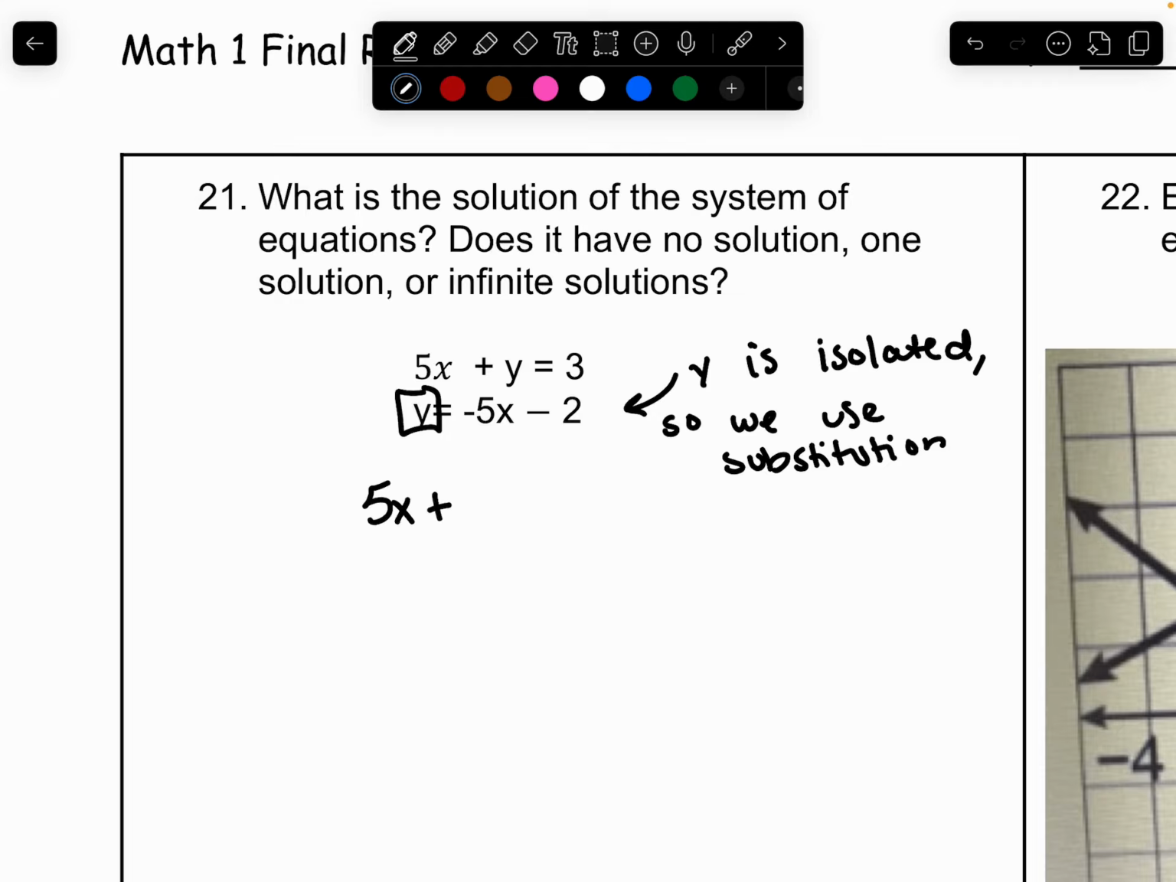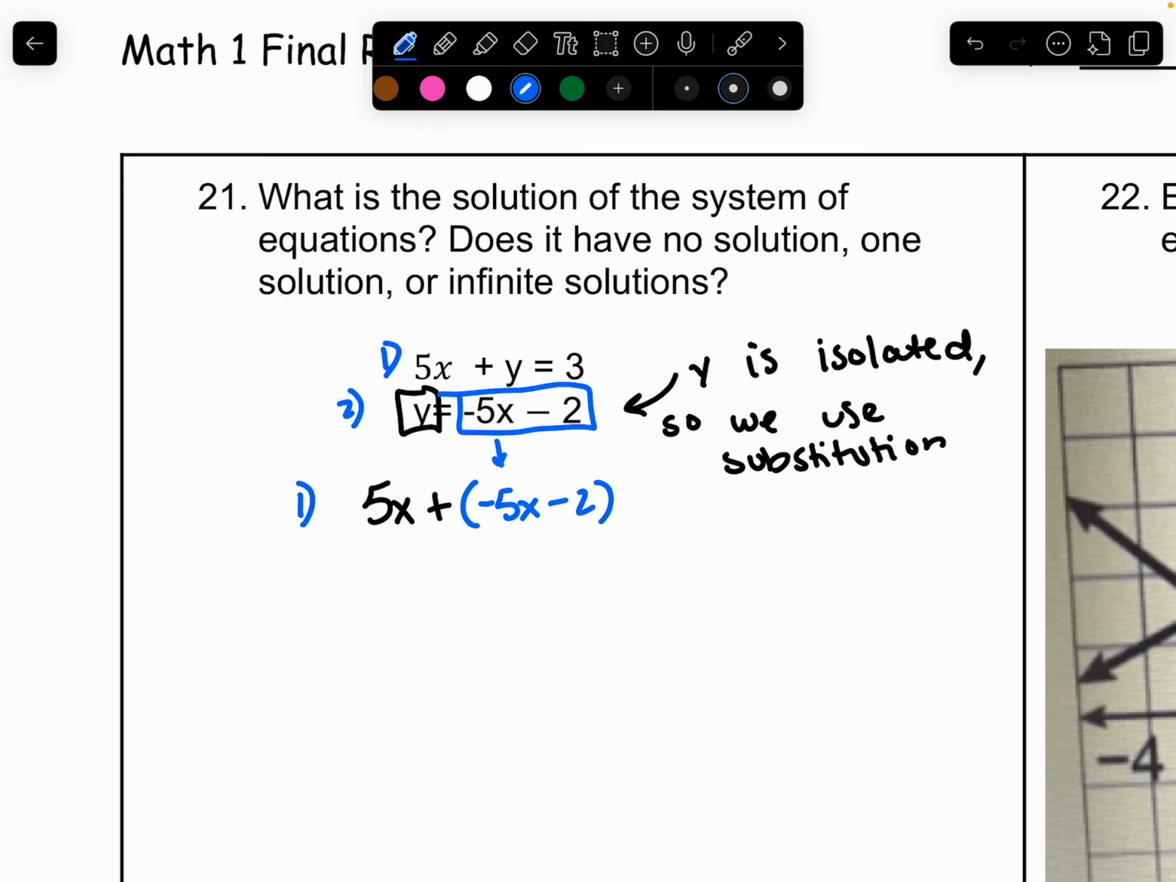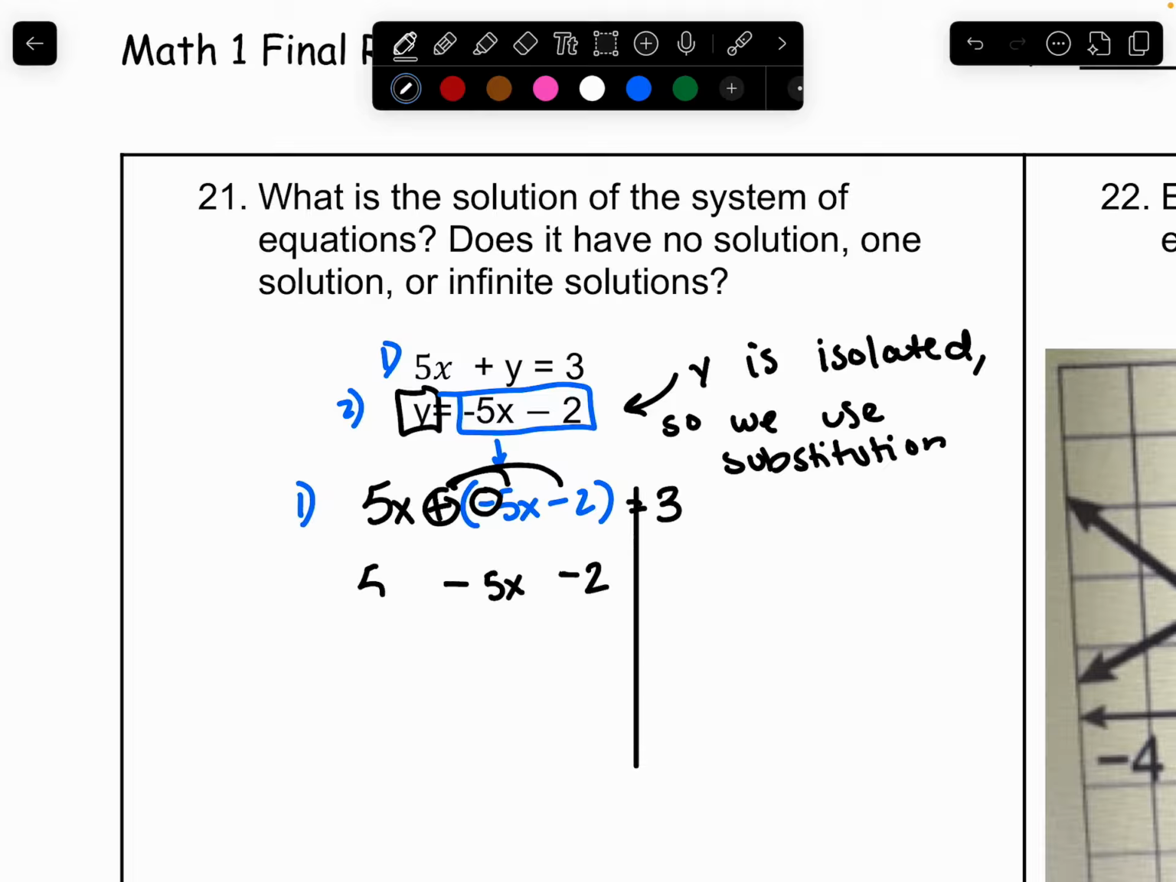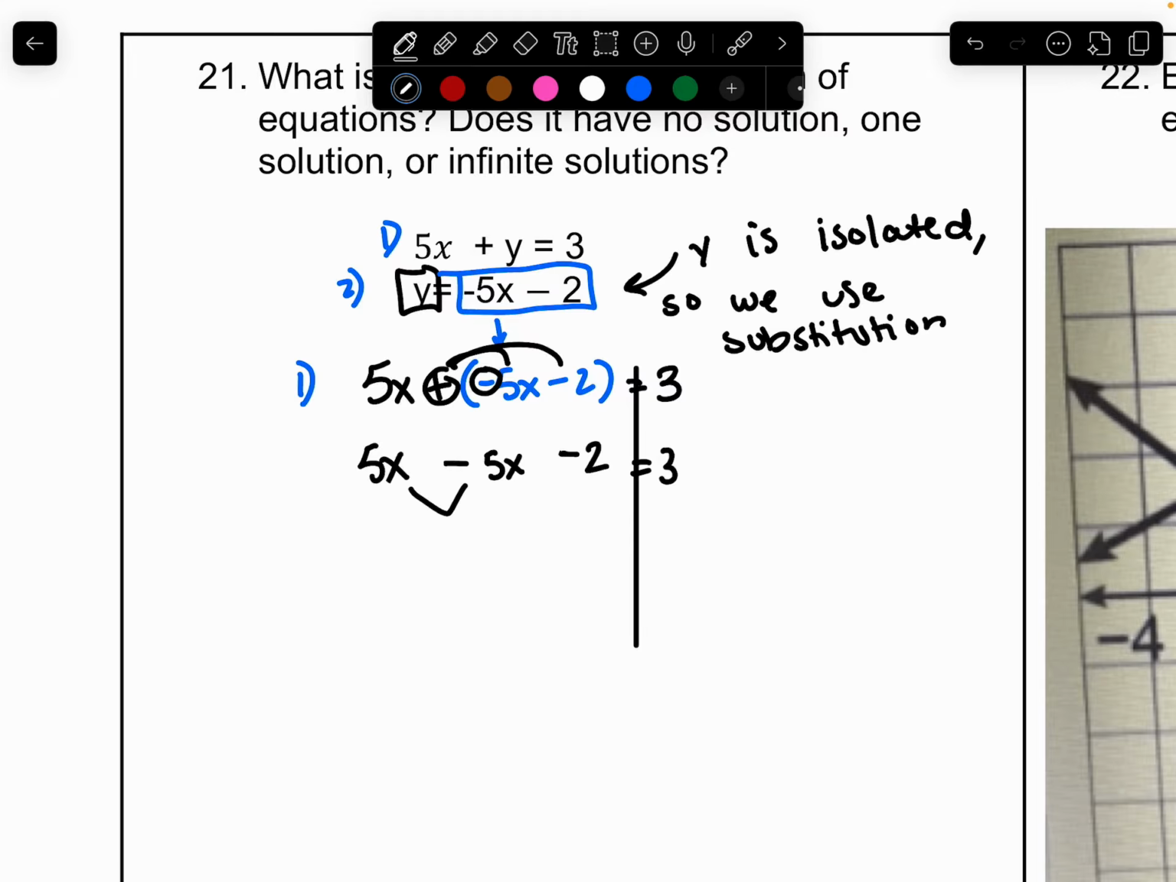So then we get 5x plus, instead of y now, I'm going to put this in here. So let me use the first equation. Negative 5x minus 2 equals 3. So positive times negative, still a negative. Positive times negative, still a negative. So 5x equals 3. Next, we combine like terms.